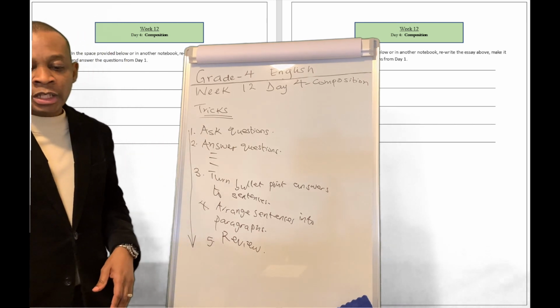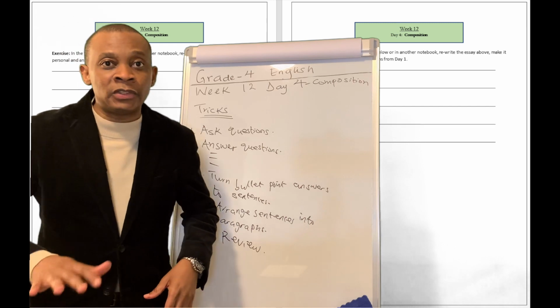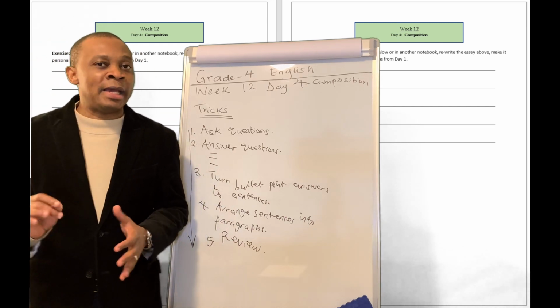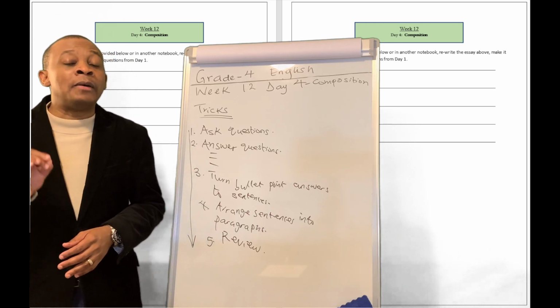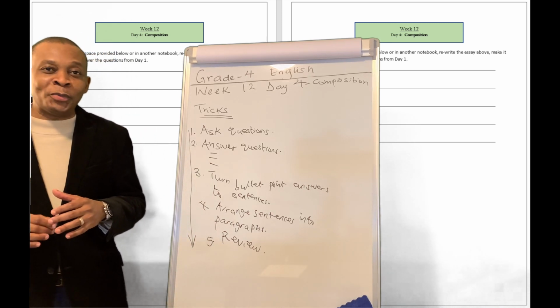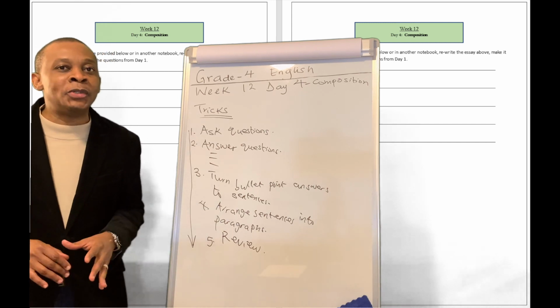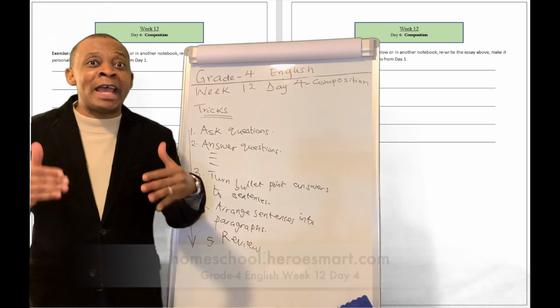Use the space on page number 76 of your workbook. If the space is not big enough, you're welcome to get a notepad over there to make your composition exercise really good for you. Go ahead and do it over again with a pencil and erase it or type it on the computer. Make sure you get good at writing.